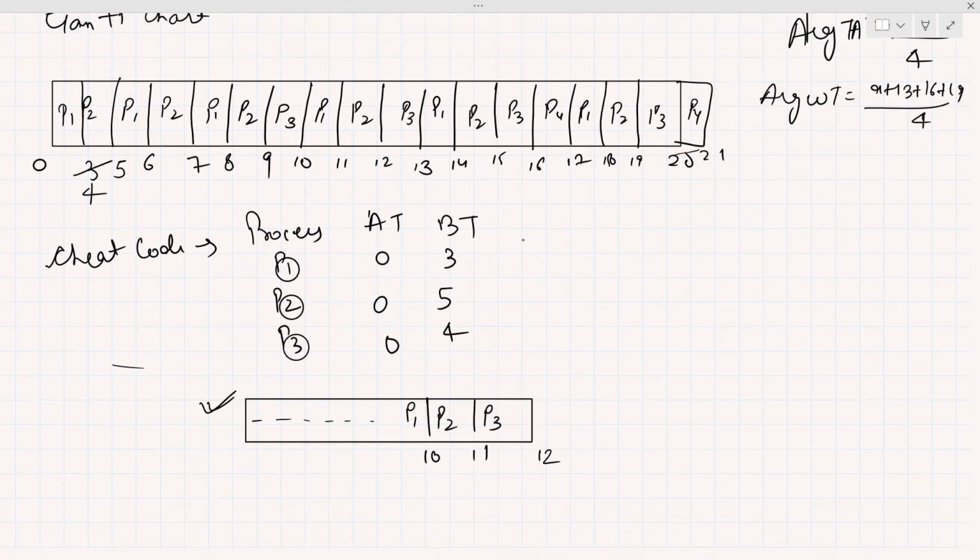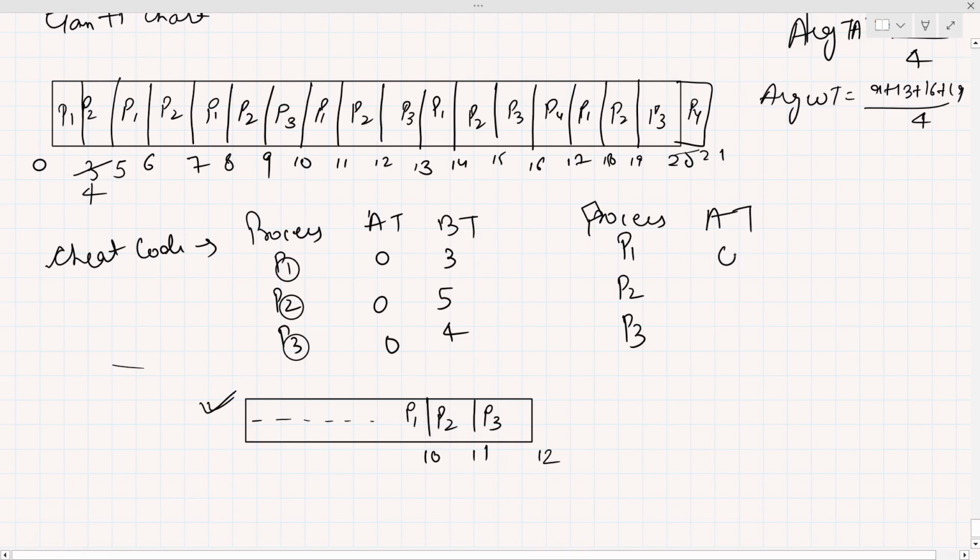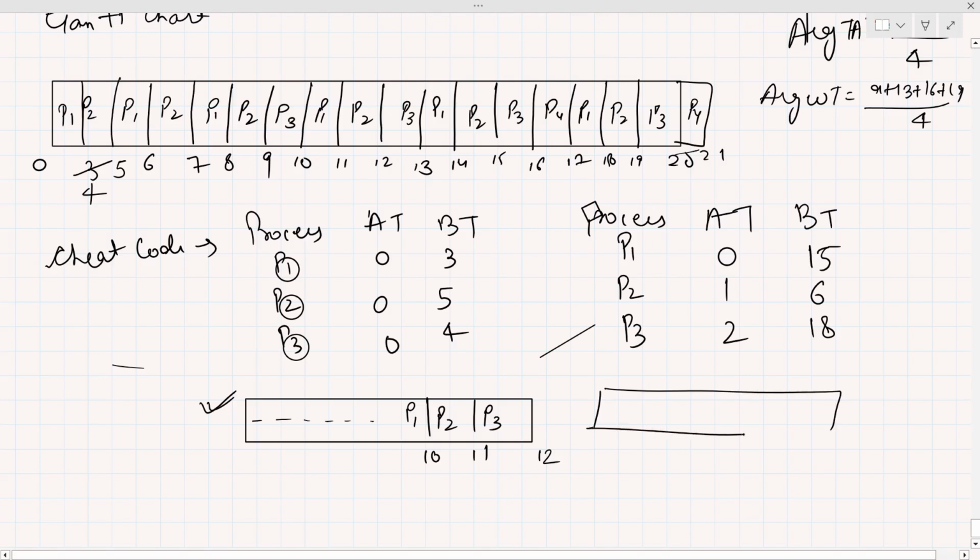Now what happens if there is an arrival time as well? Let's say we have 3 processes P1, P2, P3, the arrival times are 0, 1, 2, and the burst times are 15, 6, 18. What I told you is that if the burst time is greater than the arrival time, always remember to do the same thing as here. You are creating a Gantt chart. The initial value we don't care about. The sequence will be P1, P2, P3.